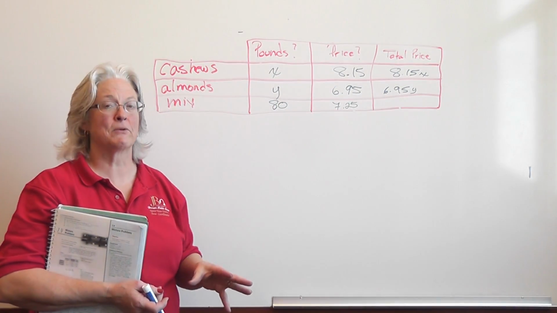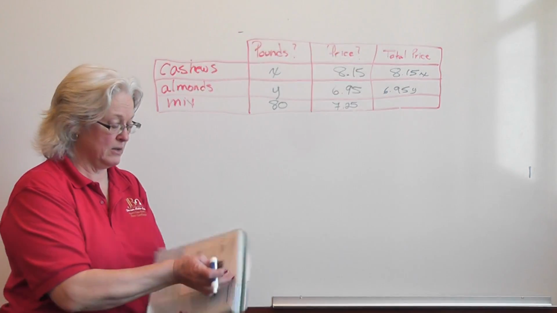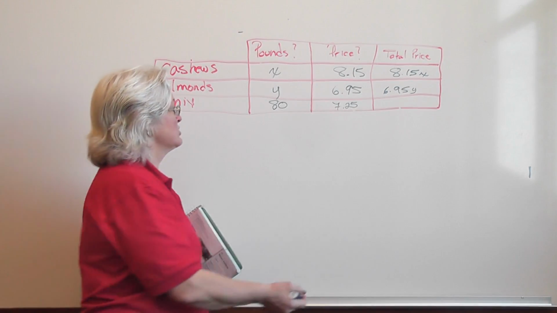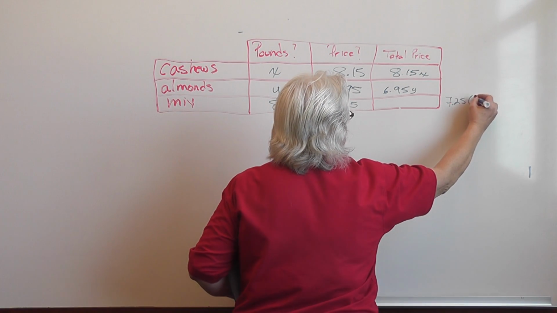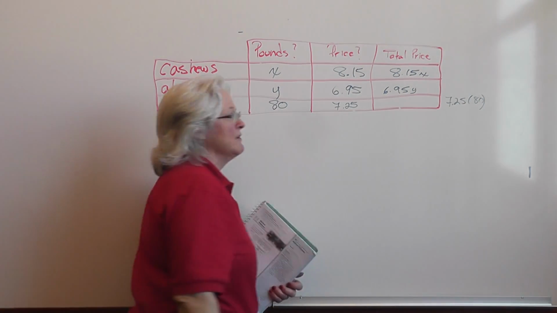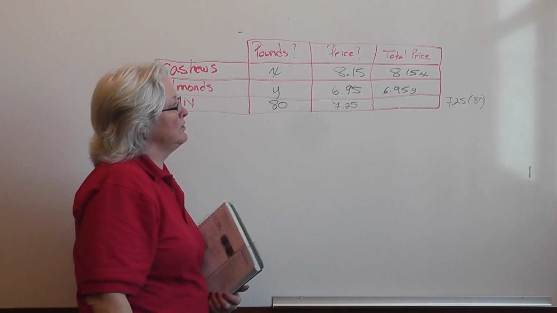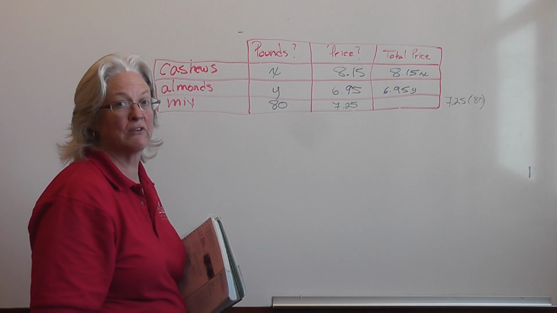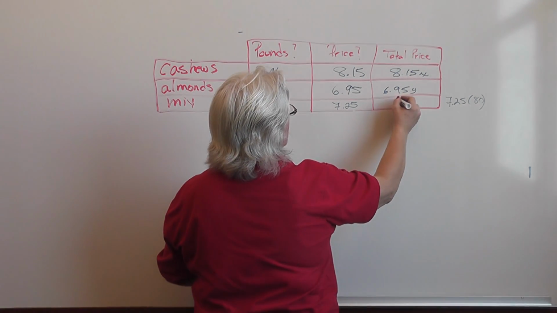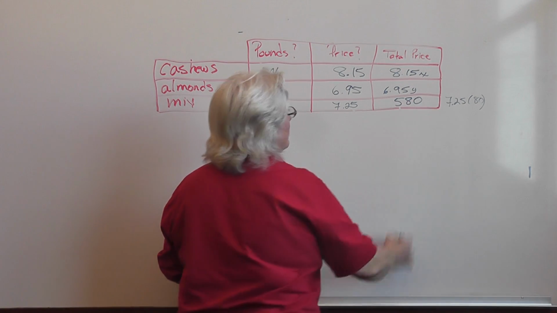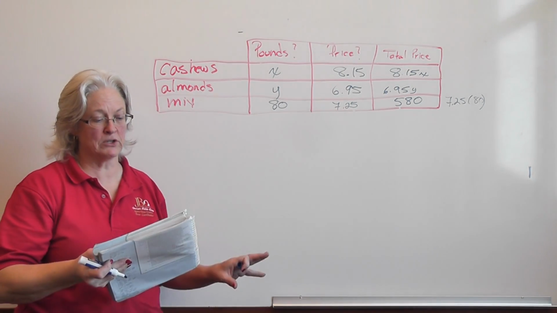Well, the total price of the mix is going to be $7.25 times 80. And when you do that multiplication, $7.25 times 80, you have 7 times $80 is 560. And you add another 20 for the quarter, so you get $580. It's going to be the price, or the value, if you will, of our 80 pounds of cashew almond mixture.